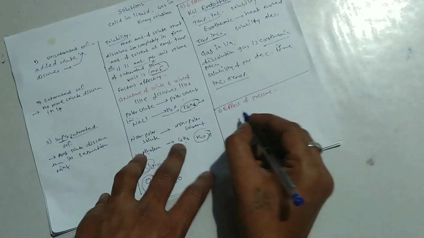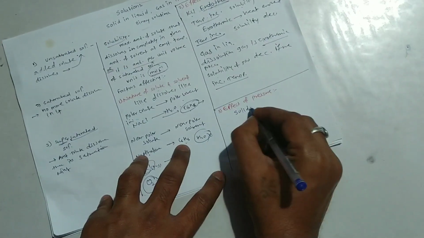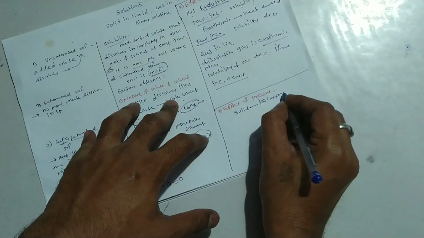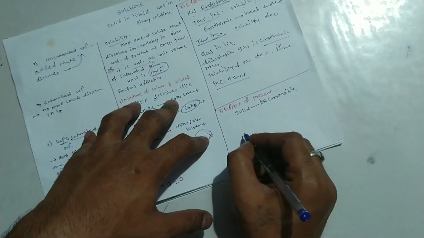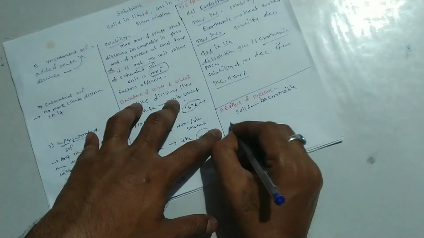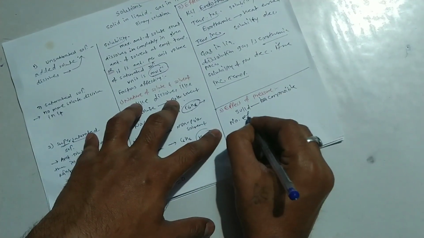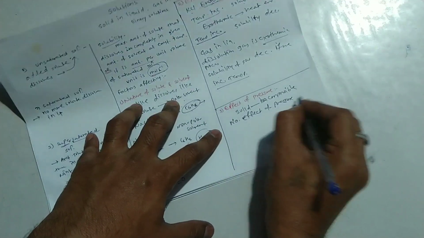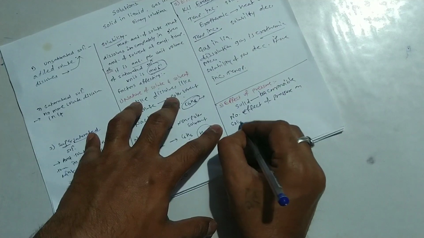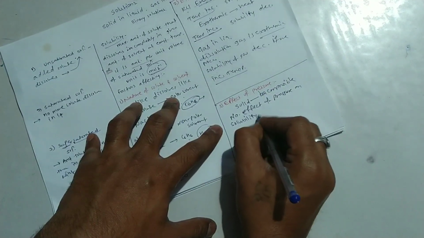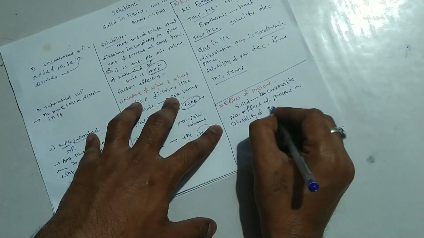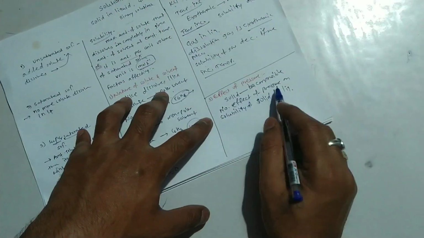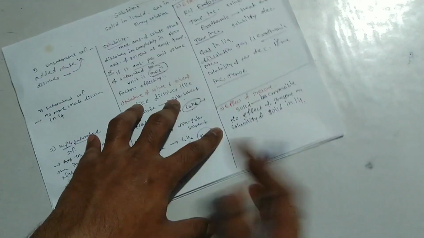Then the effect of pressure. As solids are incompressible, we cannot compress solids. So there is no effect of pressure on the solubility of solid in liquid. There is no effect of pressure on the solubility of the solid in liquid.